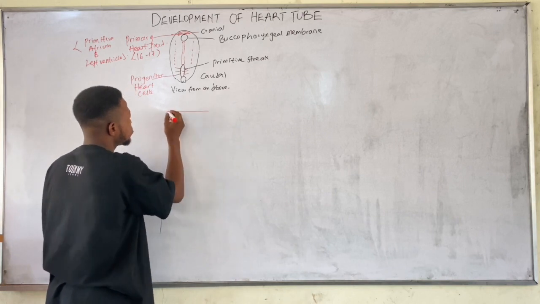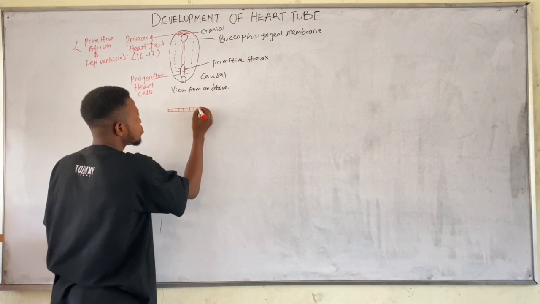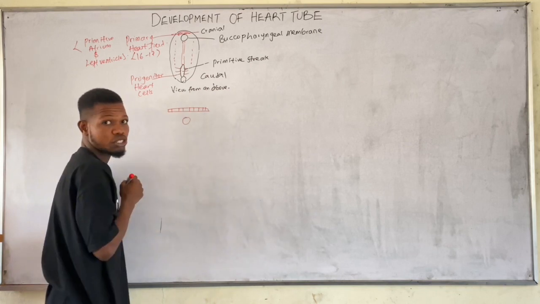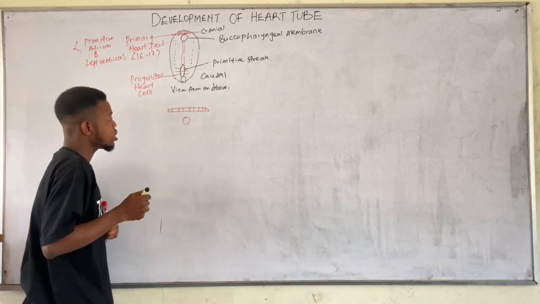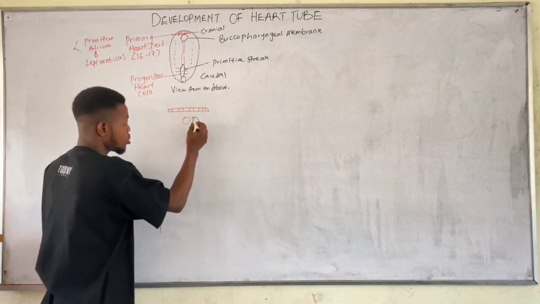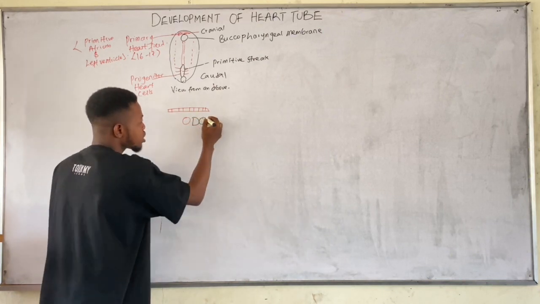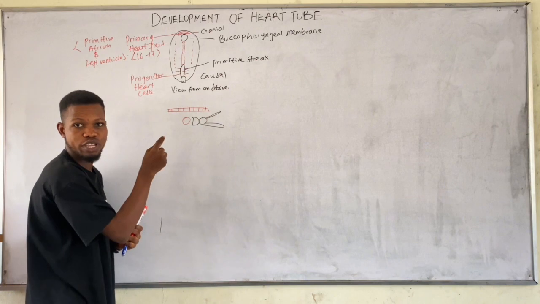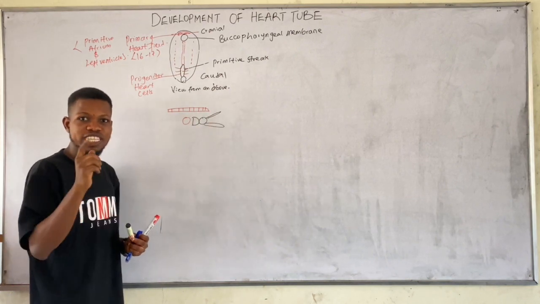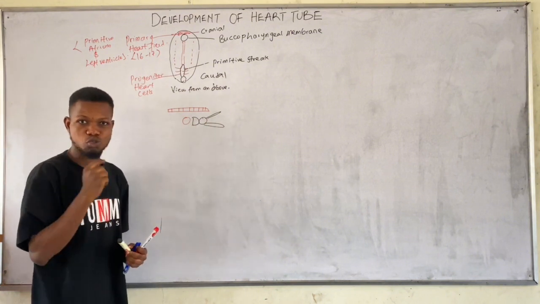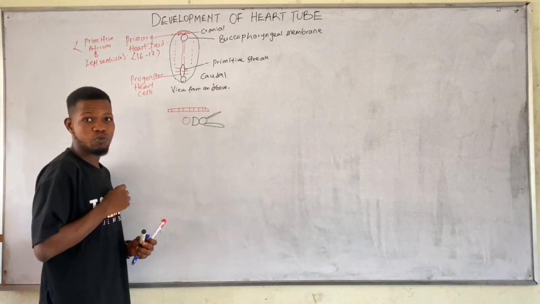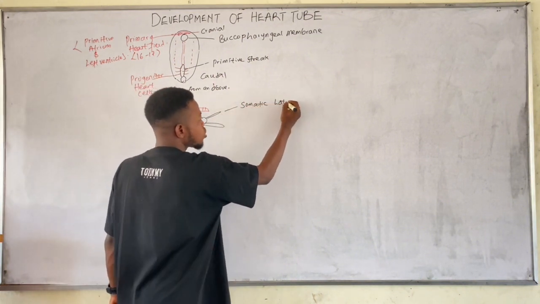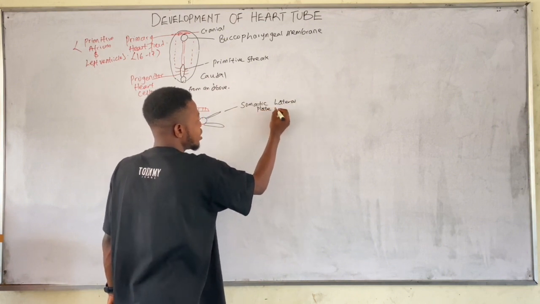This is the ectoderm. Then at the middle of the ectoderm, we have the what? Notochord. Then at either side, we have the paraxial mesoderm, the intermediate mesoderm, and the what? Lateral plate mesoderm. You know, the lateral plate mesoderm is divided by a structure here. We call it the intraembryonic coelom. So the intraembryonic coelom divides the lateral plate mesoderm into two. The one in contact with the ectoderm, which we call the what? Somatic lateral plate mesoderm.